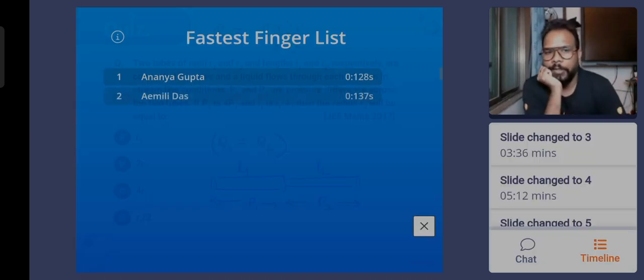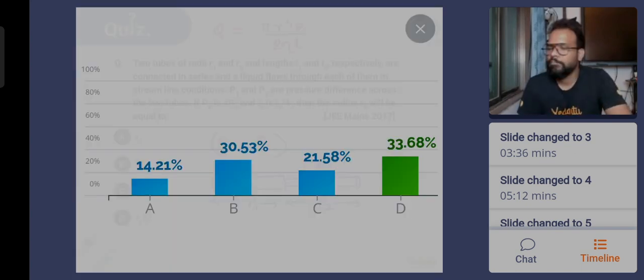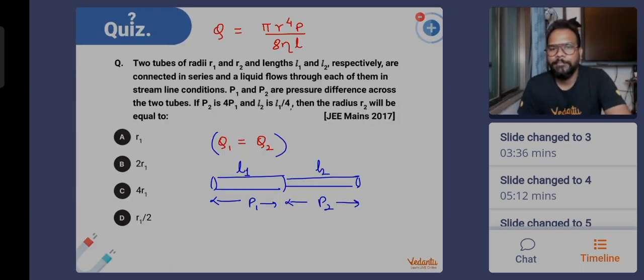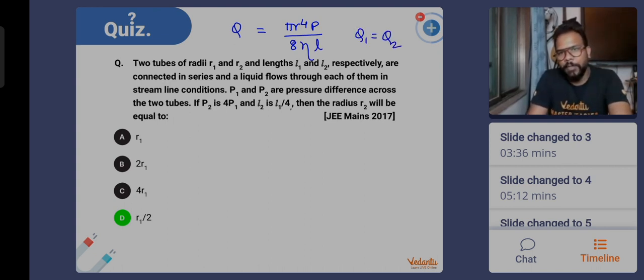Okay, so this should have been easy for everyone to do. And why? If you have this formula Q as pi r^4 P upon 8 eta L, same liquid is flowing, so definitely eta is same, 8 and pi are anyway constant. So you're saying that Q1 is equal to Q2. So we can say that R1 to the power 4 P1 by L1 is going to be R2 to the power 4 P2 upon L2.